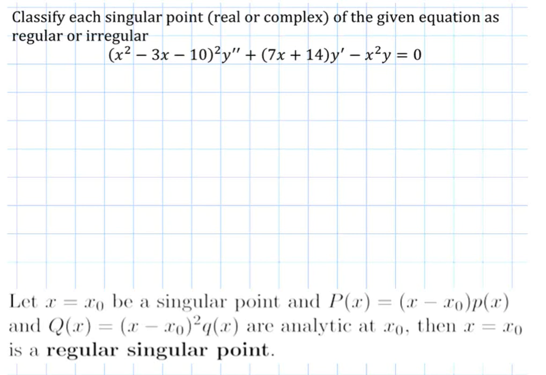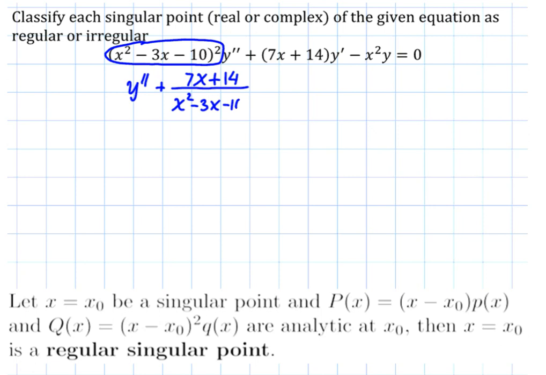How to find the singular points? We divide both sides by this term, so the coefficient of y double prime has to be equal to 1. We have to have the second derivative by itself, just that term. And we divide by (x squared minus 3x minus 10) squared on both sides.